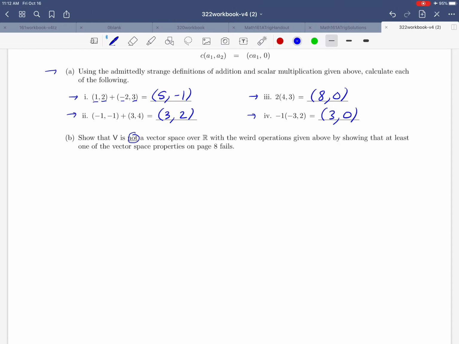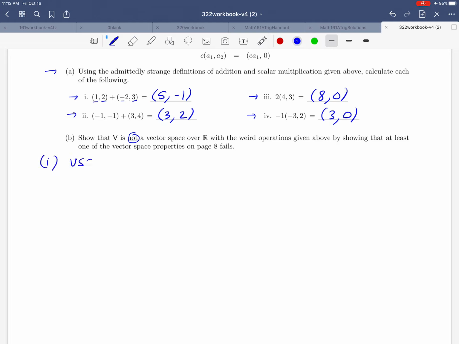Well, basically, we need to demonstrate that at least one of the properties, VS1 through VS8, is not true. That would show that this is not a vector space. And the thing about it is, there are a lot of the properties that fail. We'll just pick a couple and illustrate it.